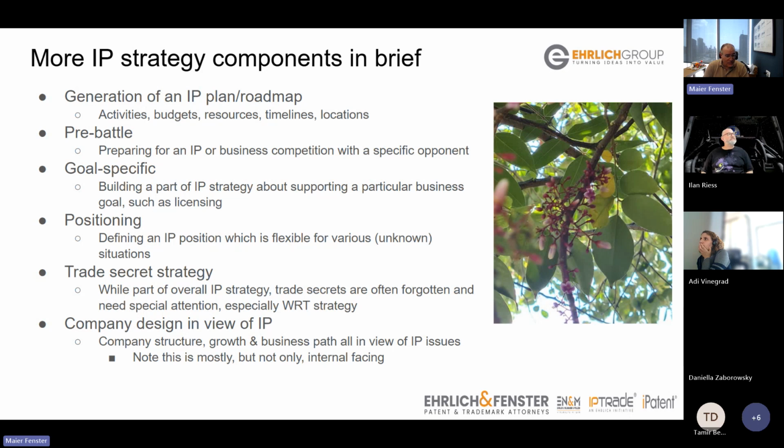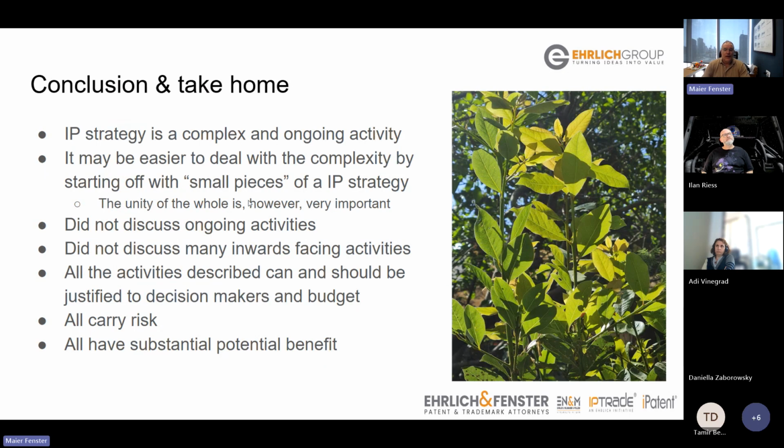And at the very, very beginning, when you build a company, the design of the company, the structure, which way it's going to go, how it's going to grow, can all depend on IP issues. Now, most of this has to do with internal facing stuff, which I did not talk about. In any case, IP strategy is a complex and ongoing activity, and I only basically told you one-off activities.